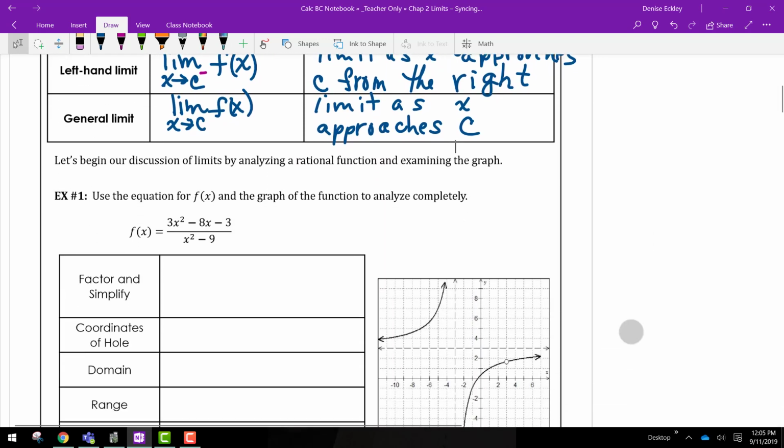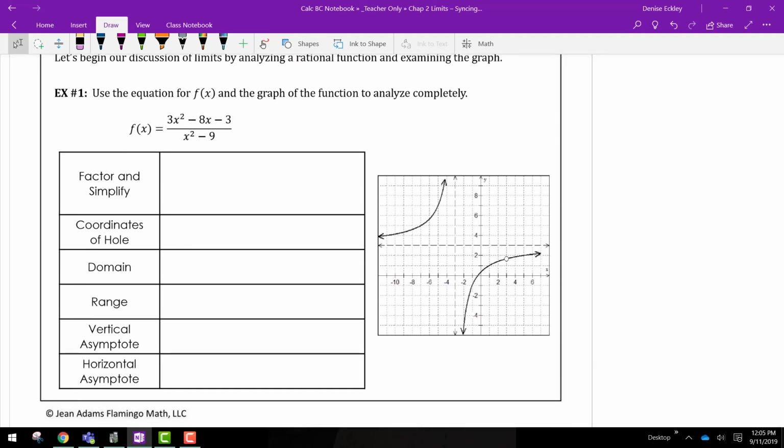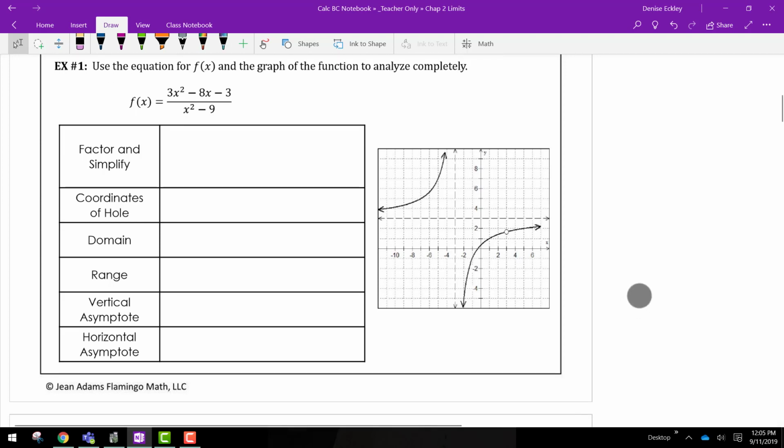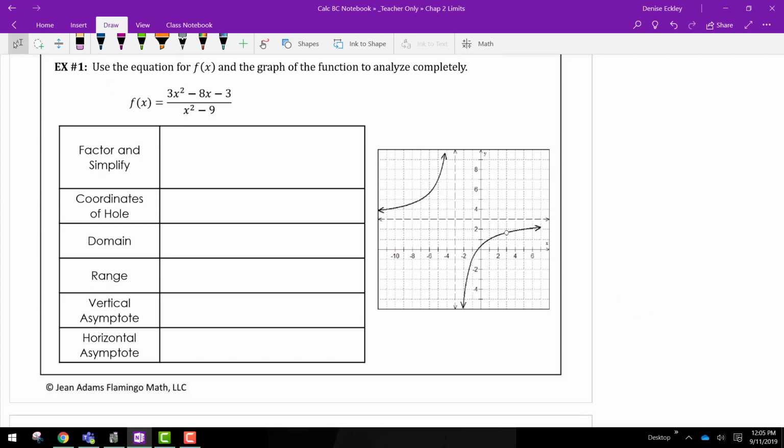Okay, so let's take a look at how we use these by looking at this rational function. We have f of x equals 3x squared minus 8x minus 3 divided by x squared minus 9. So we want to go through this and do these simple things to the function. I already gave you the graph, so we're going to factor and simplify it. So we're going to start by factoring both the top and the bottom.